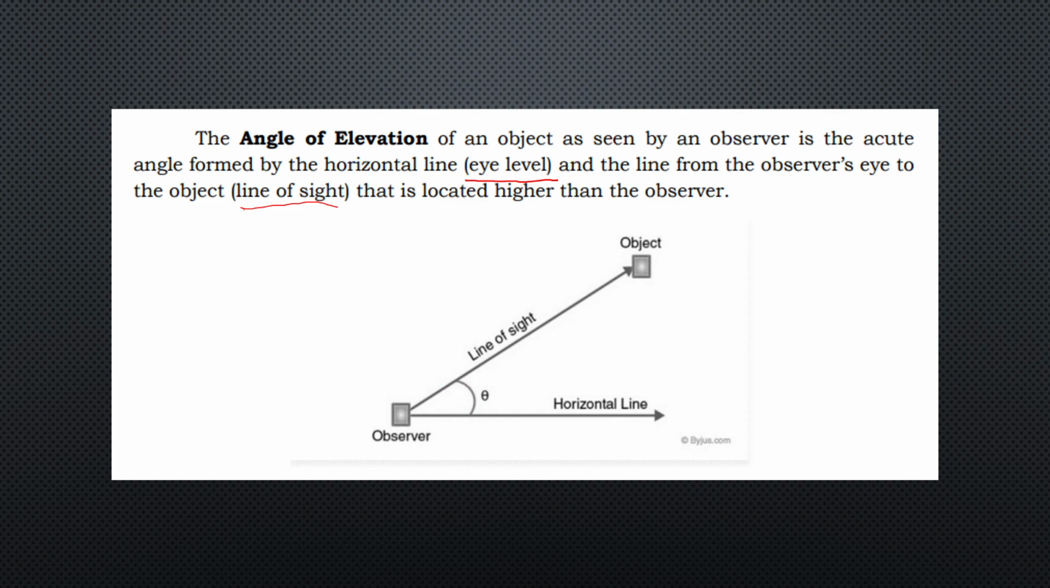So usually when you speak about angle of elevation, it's like you're looking at something above. Okay, that's the short way. You can see an observer on the ground who's looking at the object located higher than him. And angle theta is formed by his line of sight and the horizontal line, which is the eye level. This angle is called the angle of elevation of the object.